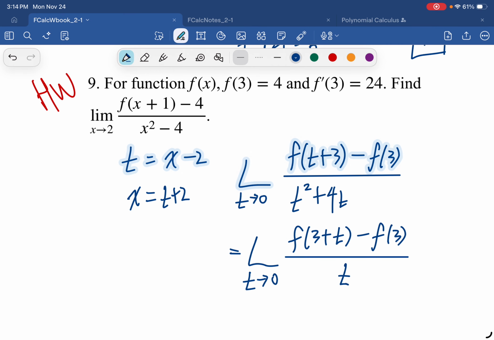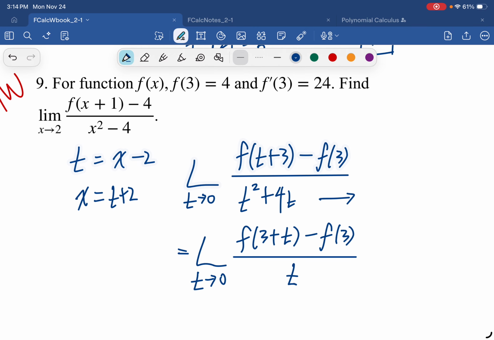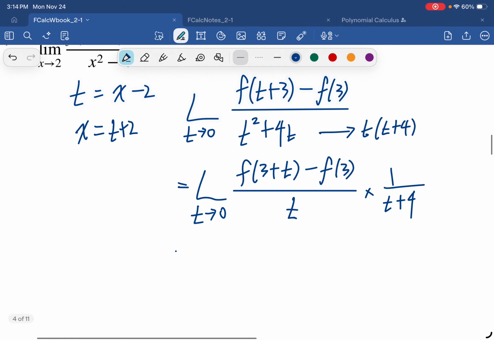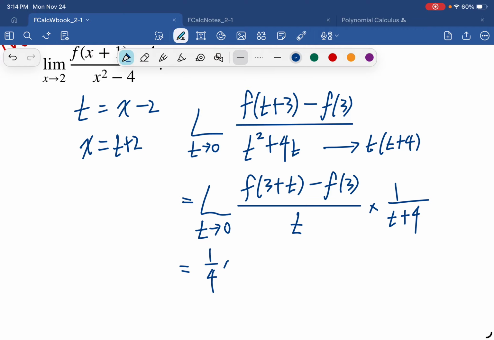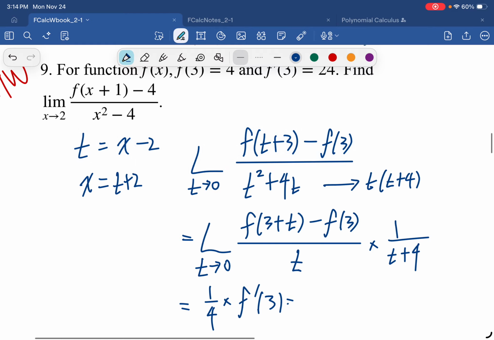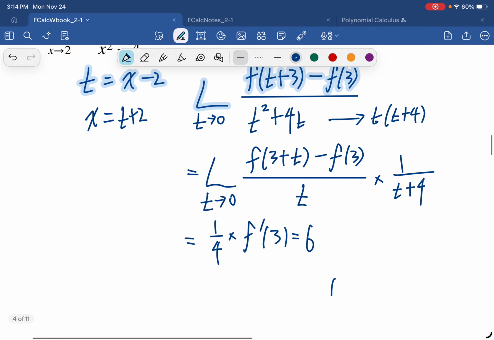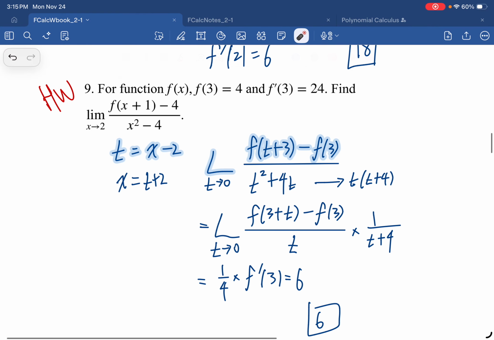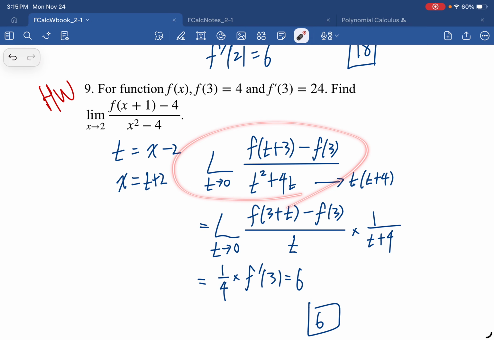We want t in the denominator, but notice how this factors to t times t plus 4. So this t plus 4 is left over. And as t goes to 0, we can pull that out as 1/4. So it's 1/4 times f prime of 3, right? So that's going to be 1/4 times 24, which is 6. So that would be your final answer. Okay, so if the limit is going to some other number that's pretty difficult to interpret, the best bet you have is substituting and then representing the limit in terms of that substituted variable.